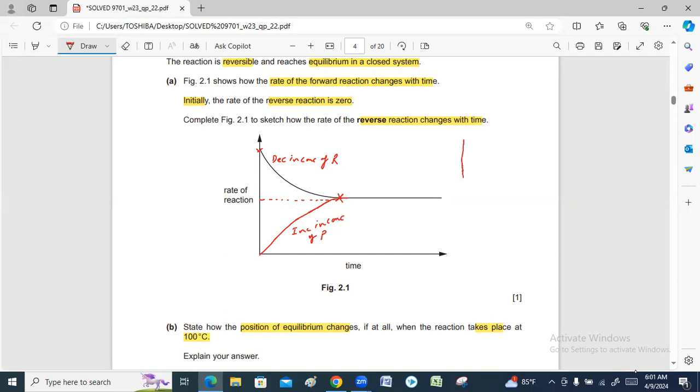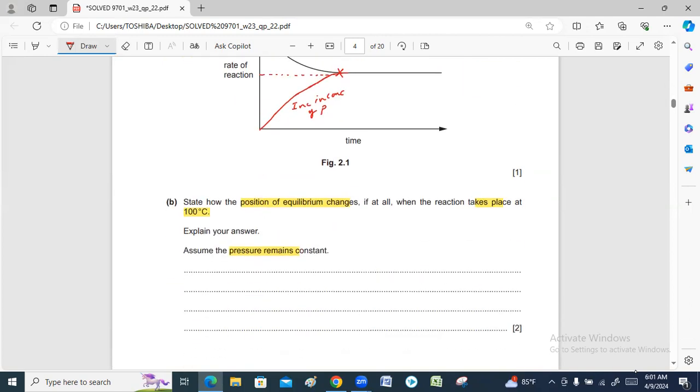We can also show this equilibrium like that. If this is the decrease in concentration of the reactants, and this is the increase in the concentration of the product, and here when the two lines become straight, the equilibrium has been established. Either in this way or in this way, both are correct.